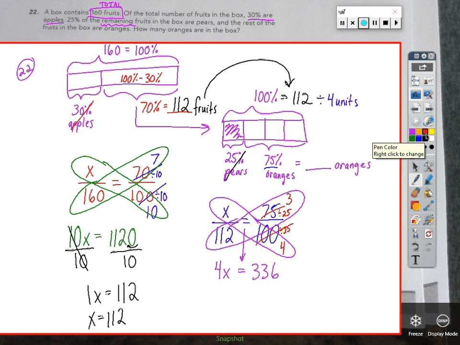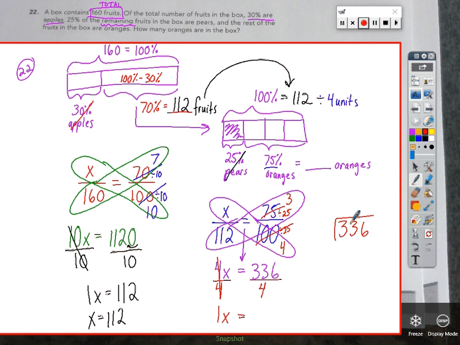So the way to undo 4 times x is to divide by 4. And if I do that to the left, I do that to the right. Well, these 4s will cancel out. I'll be left with one x. But on the other side, I have to figure out how many 4s go into this. So let's give it a try.